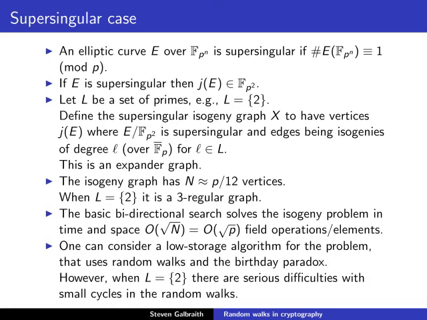So I can define a graph whose vertices are isomorphism classes of supersingular curves. I can label them with j-invariants. And edges are l-isogenies for primes l in my set, which might just be 2-isogenies. And I know that there are about p over 12 supersingular curves. And I know that the graph is connected with isogenies of a single degree, in which case it's a three-regular graph. And again, you can do this bidirectional Pollard algorithm, solve the isogeny, no problem, in square root time and square root storage.